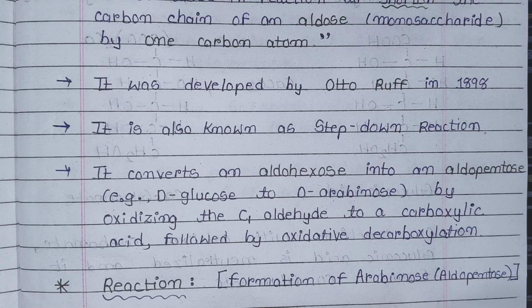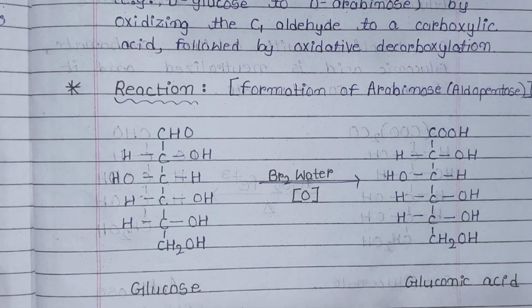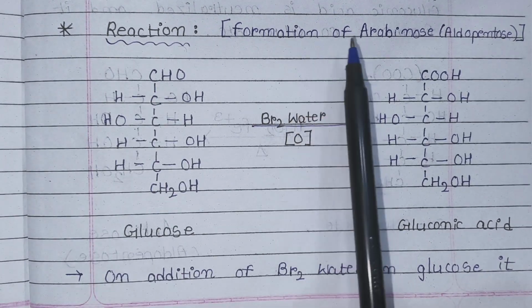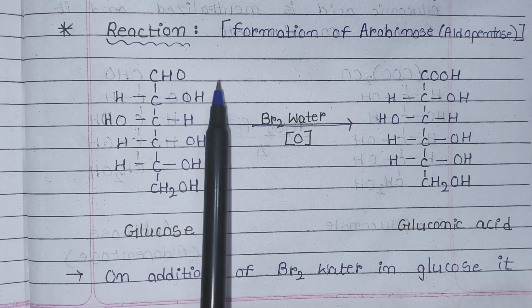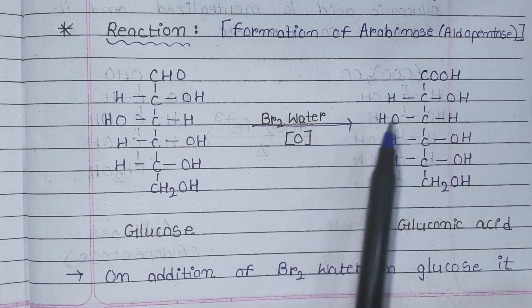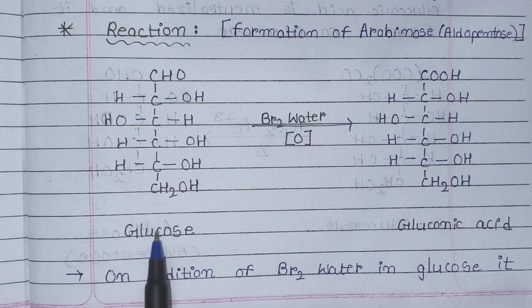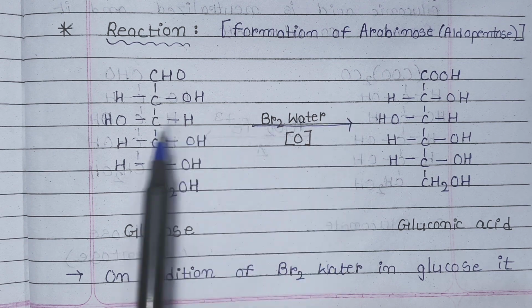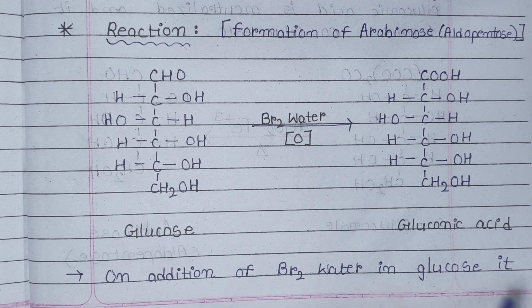Now let us see the reactions, what the reaction involves. In the reaction part itself, we have the formation of arabinose. So CHO is converted into CHOH, and all the other things remain the same. Glucose is converted into gluconic acid, but by what? Br2 water, and this process is oxidation. So I have mentioned here, on addition of Br2 water to glucose.